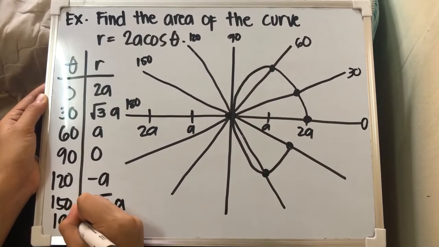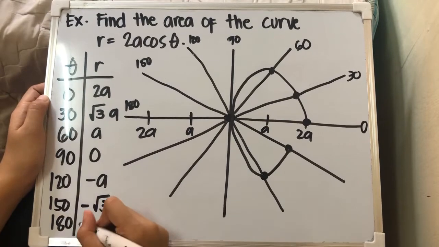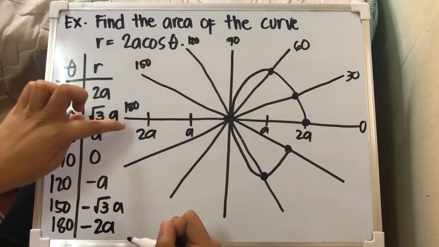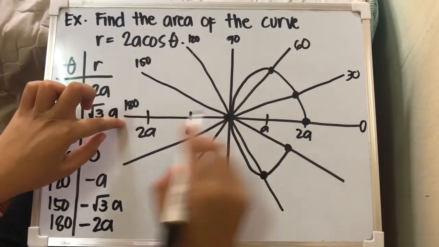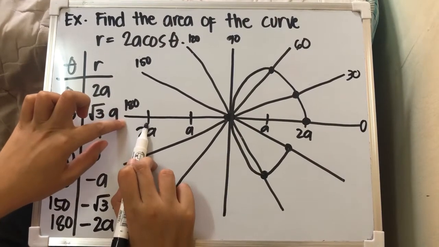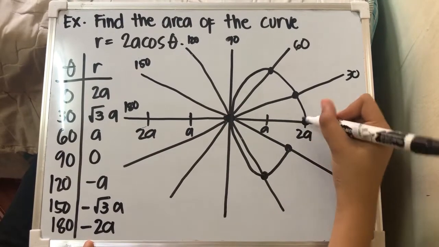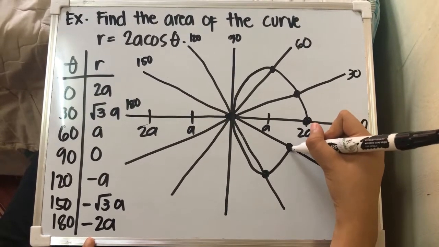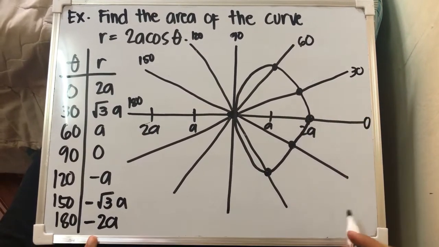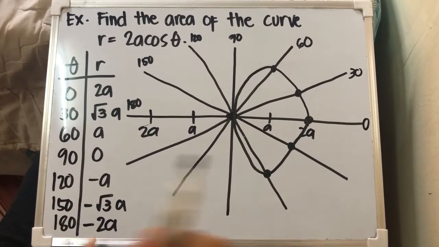If it's 180 degrees, that is negative 2a. This is our 180. And this is the 2a, the positive 2a. Now, it says that it's negative. So meaning to say we have to go from here. Now, this is our 2a, right? So meaning to say we already closed our polar curve.